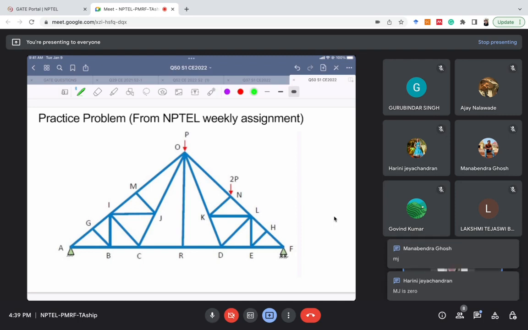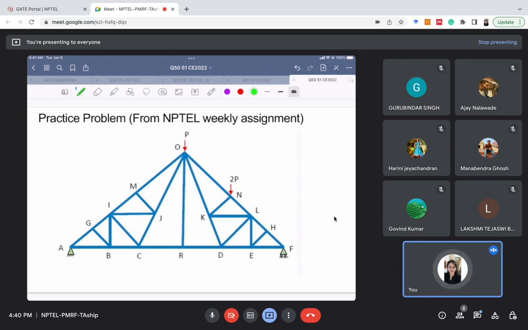So after a lot of practice, you'll see the truss, and you can remove the zero force members. Then it will be a 2 mark question, right? A 2 mark question you can just solve within a minute. Okay.